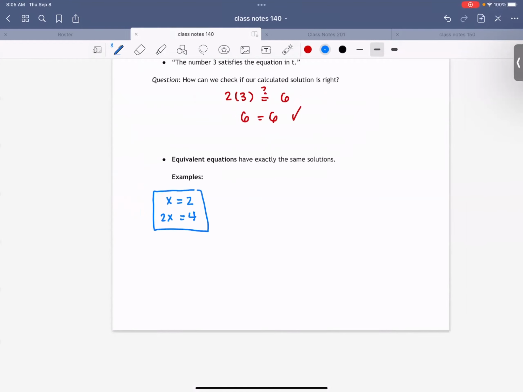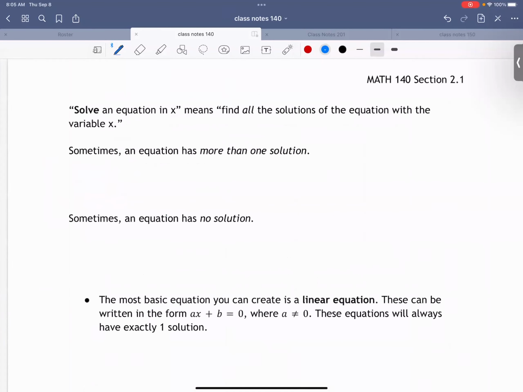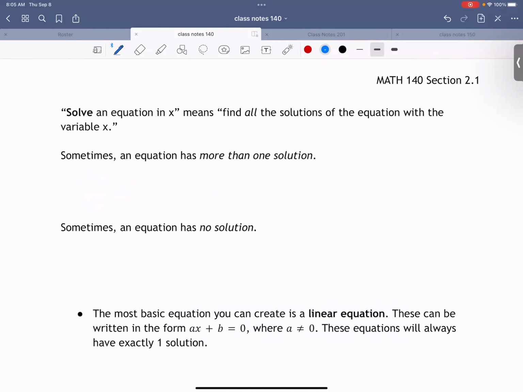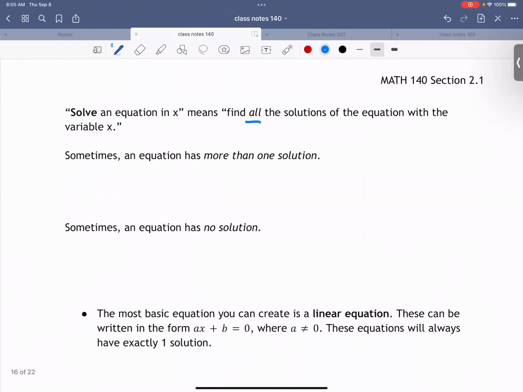All right, let's flip our page. Some other notation that we'll talk about: if I say to solve an equation in x, all that means is I want you to find all the solutions of the equation. Now, there's the word all, right? So equations can have more than one solution, or less than one. Let's talk about that real quick. Sometimes an equation can have more than one solution. Any examples of an equation that fits that category?